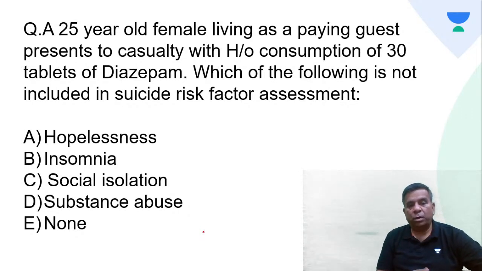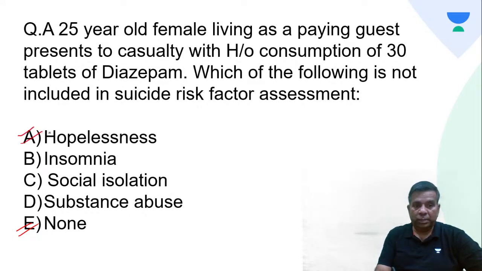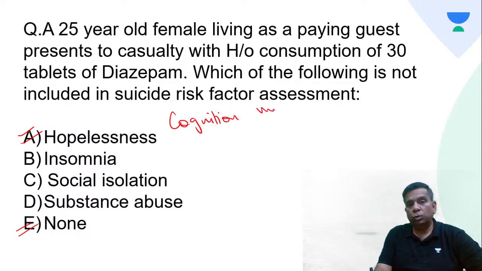The answer is none. We must assess everything. But among the four, if I ask you, among hopelessness, insomnia, social isolation and substance abuse, which is the factor that most decides suicidal potency? That is hopelessness.